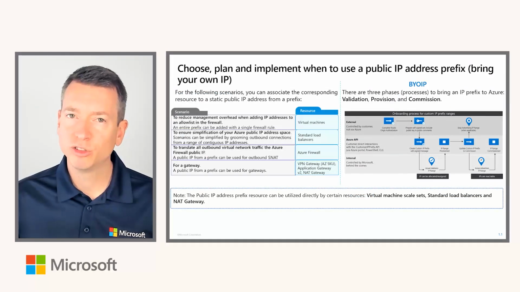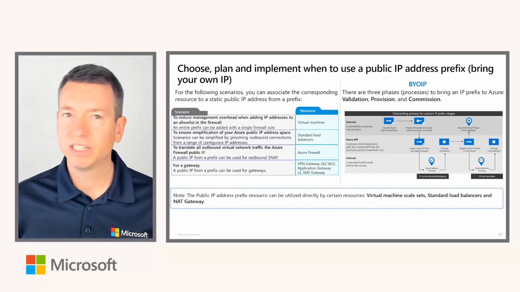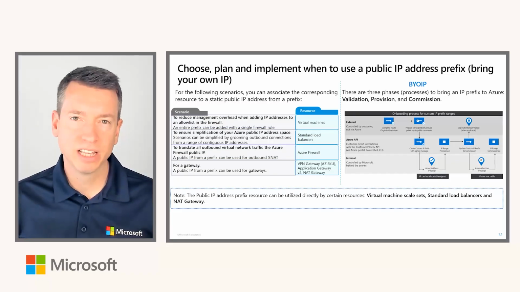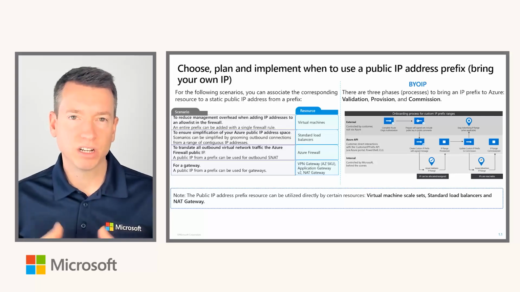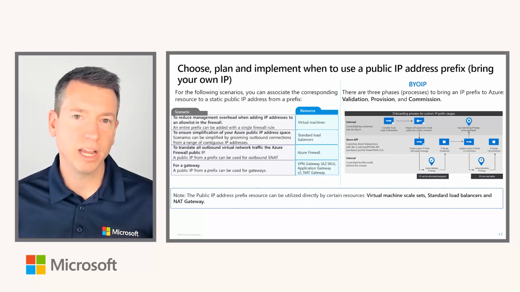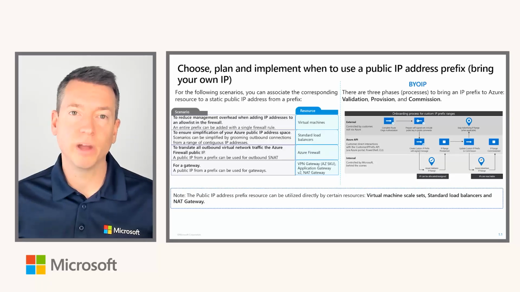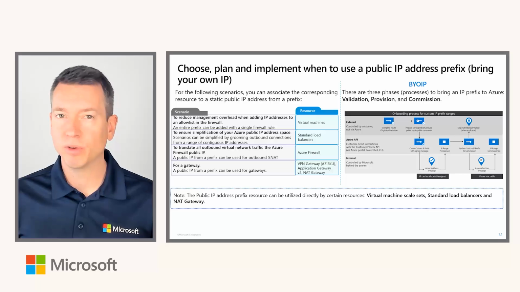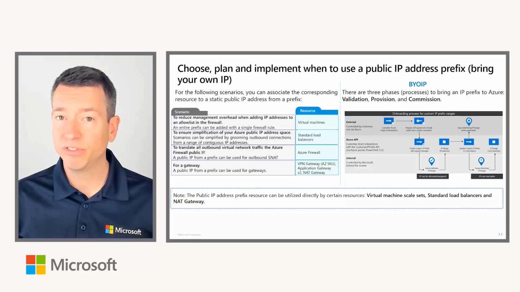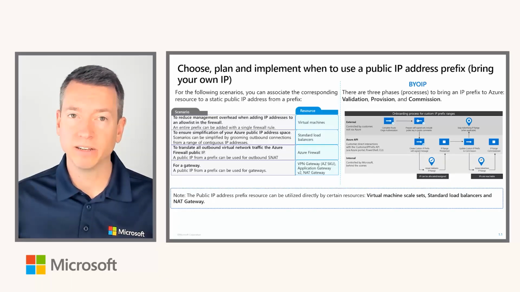You're also allowed to use your own public IP address in the Azure platform. It's almost the same as a public IP address prefix, but here's the difference. A custom IP address prefix is a contiguous range of IP addresses owned by you, and Microsoft is then permitted to advertise the range. Remember that this can be done in 3 phases to bring an IP prefix to Azure: validation phase, provisioning, and then commissioning.